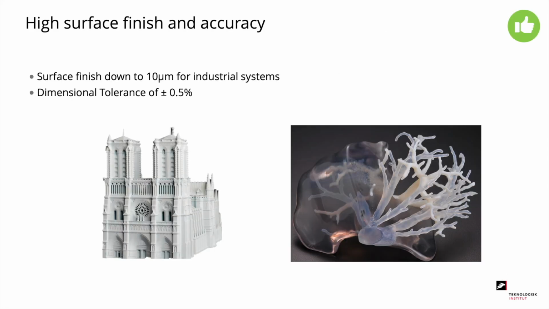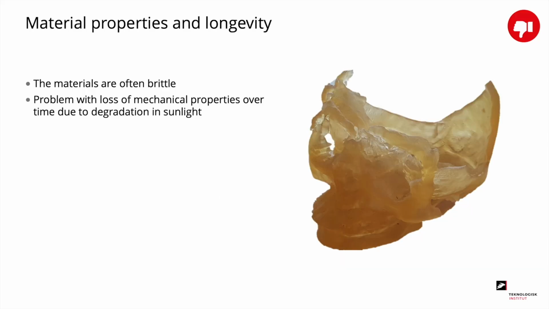One of the main benefits with VPP is high surface finish and accuracy. You get a surface finish down to 10 microns for industrial systems and a dimensional tolerance of plus/minus 0.5%. The main downside of VPP is material properties and longevity. The materials are often brittle and the parts can break easily.